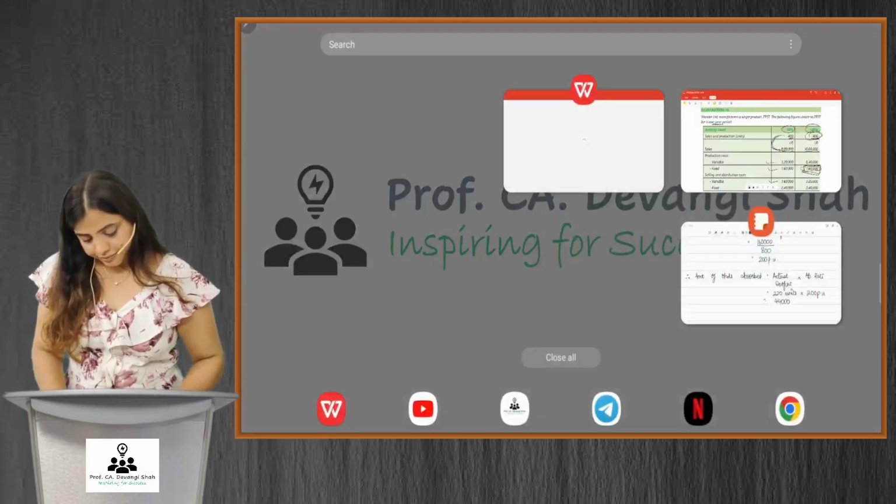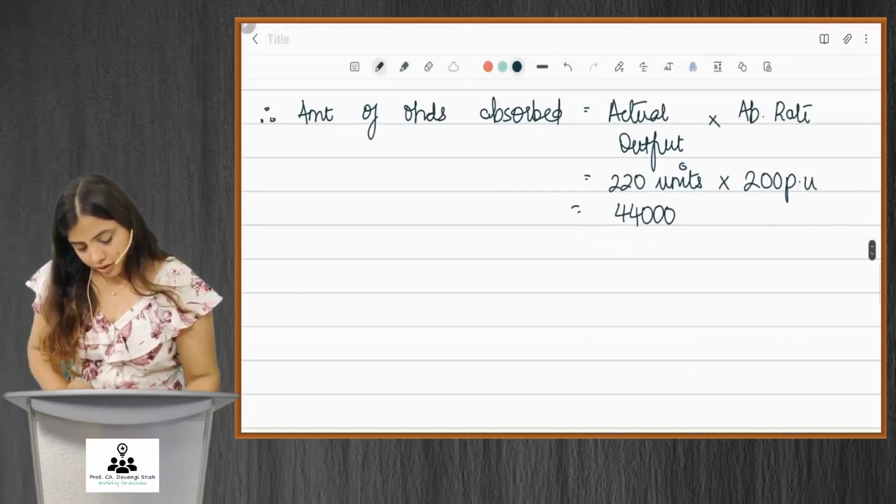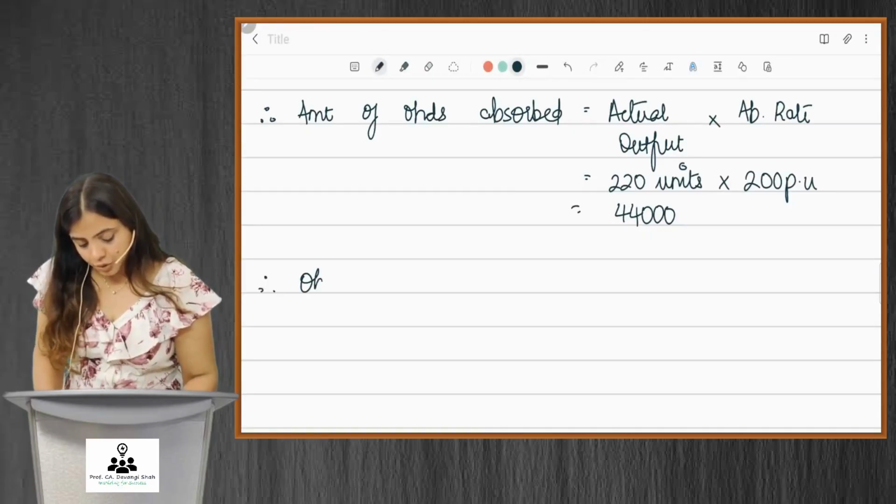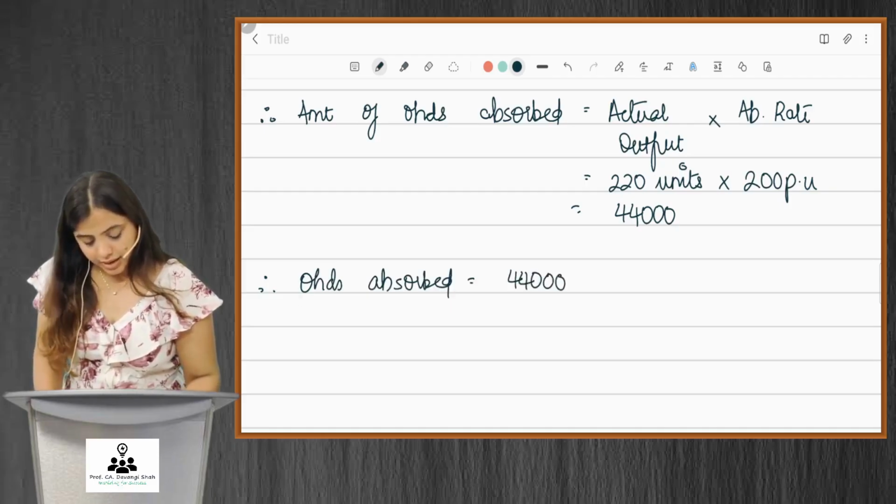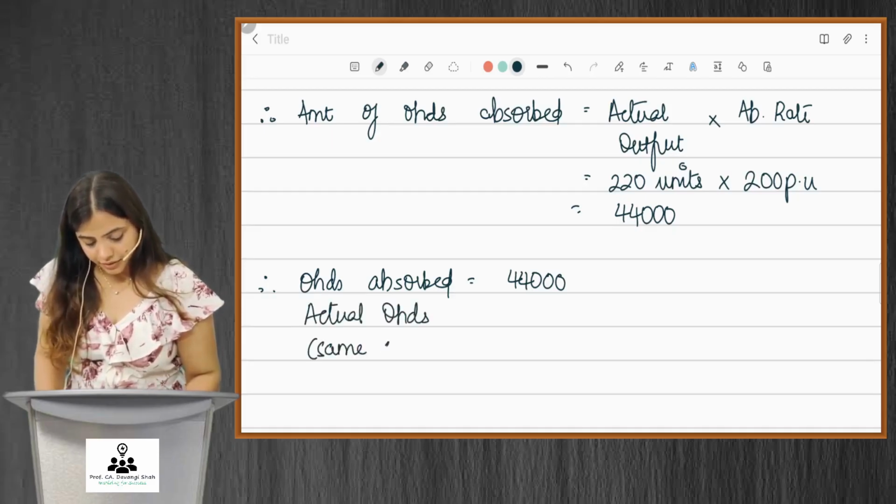So friends, overheads absorbed is 44,000 and actual overheads incurred are same as budgeted as they have given.